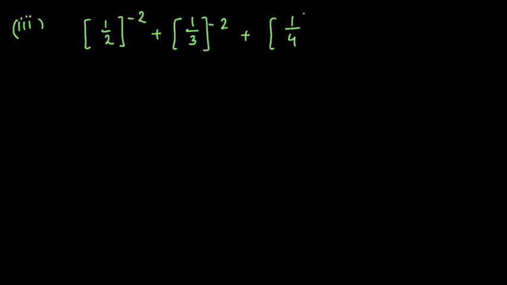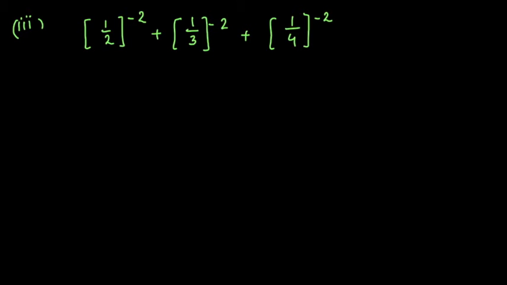The third part is 1 upon 2 raised to the power minus 2 plus 1 upon 3 raised to the power minus 2, and in the last bracket we have 1 upon 4 raised to the power minus 2.